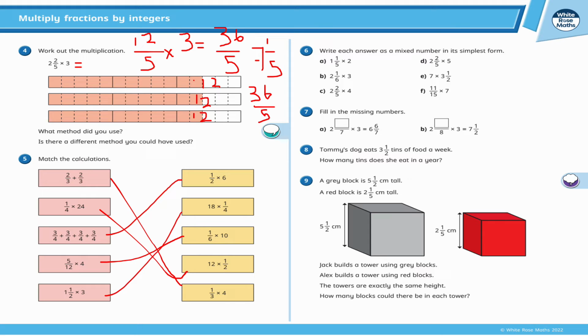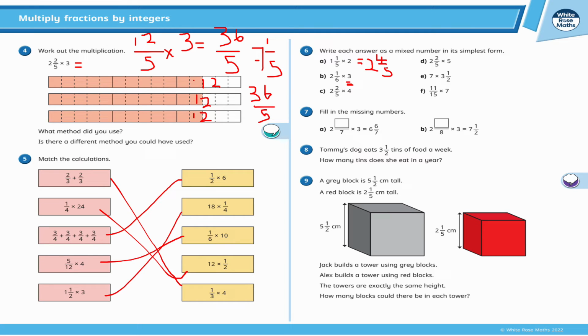Question number 6, guys. Write each answer as a mixed number in its simplest form. So 1 1/5 times 2. Change that to a top heavy, so I get 7/5 times 2, which is going to be 14/5, which simplifies to 2 4/5. Okay, for that one. Next one.